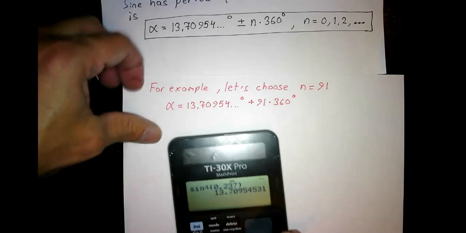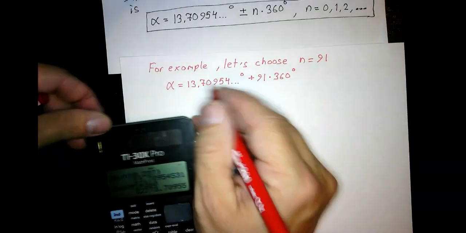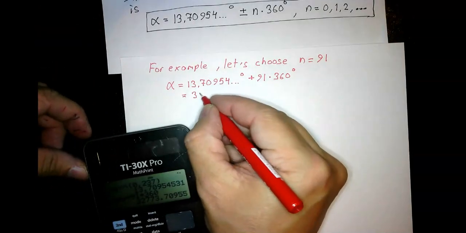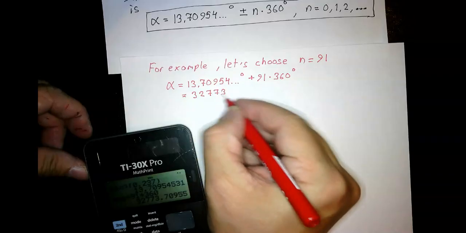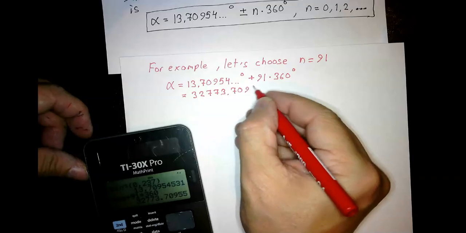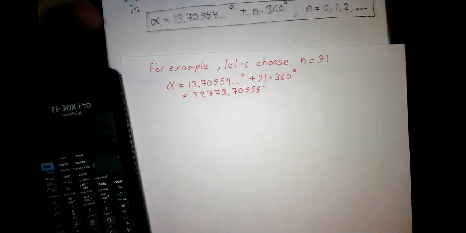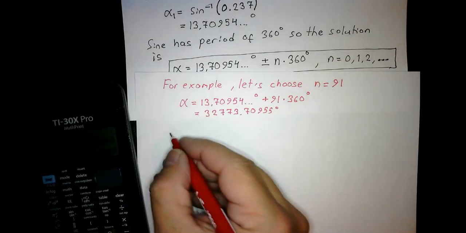Sorry, it was in this calculator. I had this value of this angle. So I will add the 91 times 360 degrees there. So I will get the angle of 3277.0955 degrees. And after that we check what is the value of the sine.